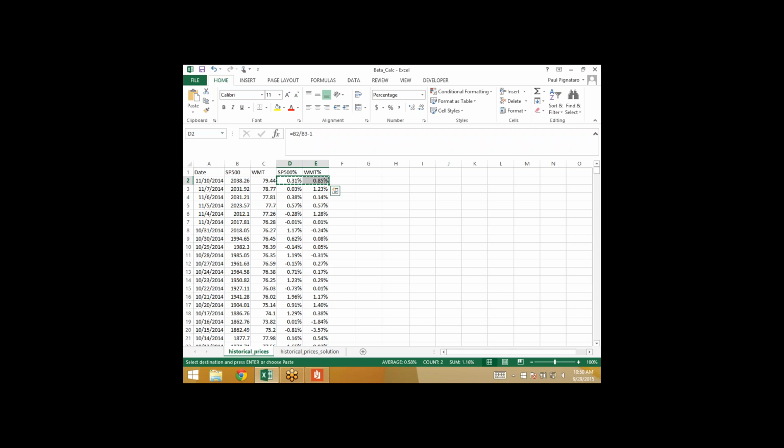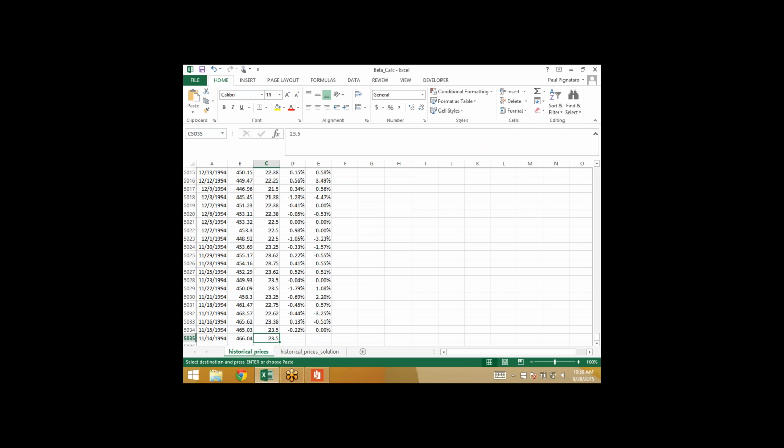Most people would just scroll down, and scrolling down is going to take you forever. And maybe you scroll down too far. Just go left one column, because if I hit Control arrow down, it'll go to the very last cell. So Control arrow down will take me to the last cell.